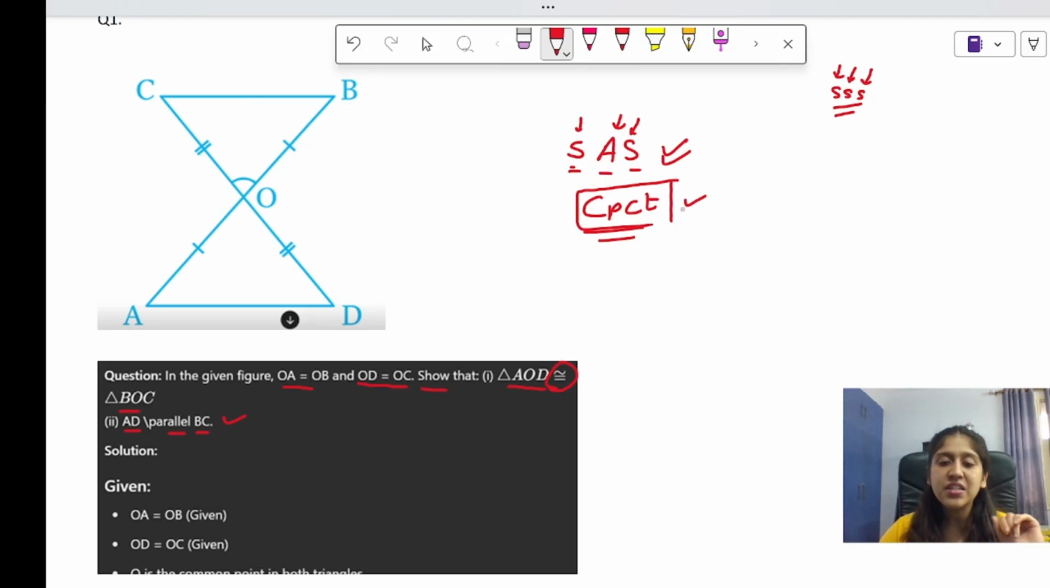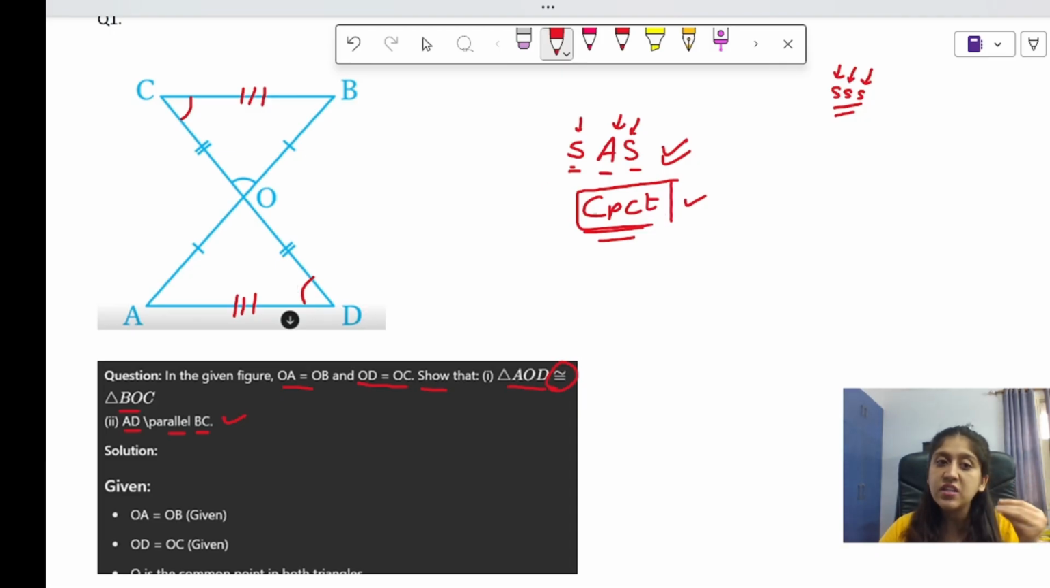CPCT rule ये कहता है that whenever I have proved these two triangles are congruent, now इसमें मुझे बताओ, क्या नहीं given था? After congruency इसमें सब कुछ equal है. जैसे I can prove कि BC is equal to AD. I can prove that. This can be proved कि BC is equal to AD after CPCT apply करने के बाद. I can also prove कि this angle is equal to this angle.